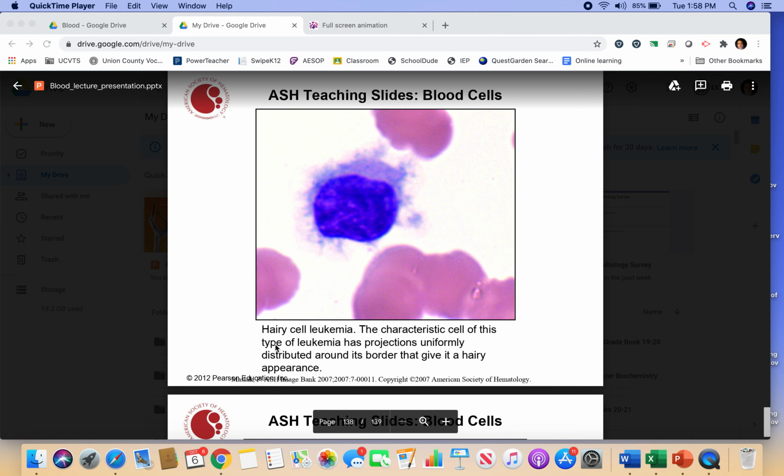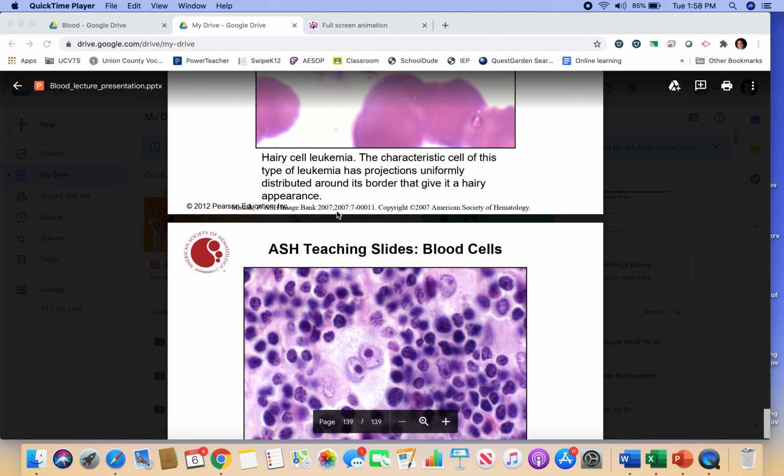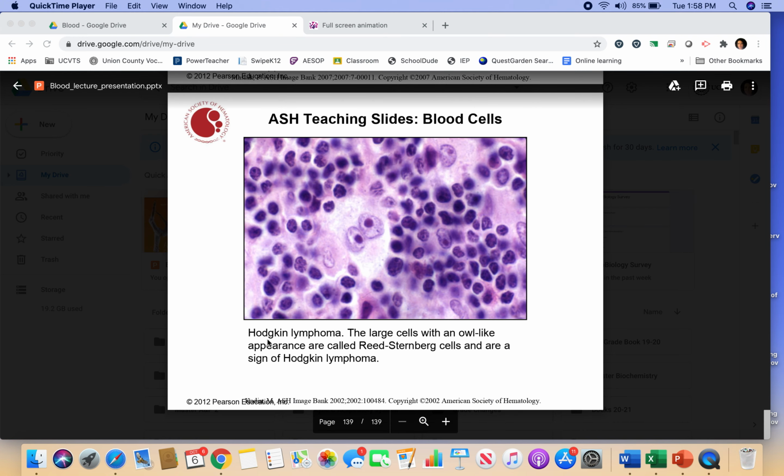The characteristic cell of this type of leukemia has projections. So it doesn't have to be RBCs, but it is one of the blood cells that has hairy-like projection. And then you have the Hodgkin lymphoma. The large cell with an owl-like appearance is a classic example of Hodgkin's lymphoma in the blood cells.